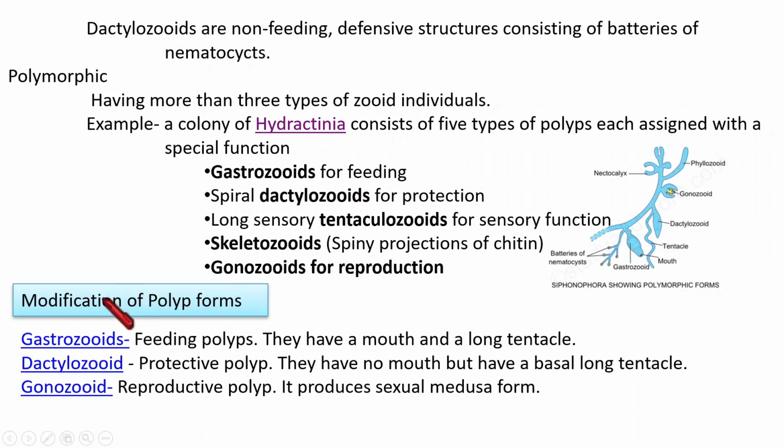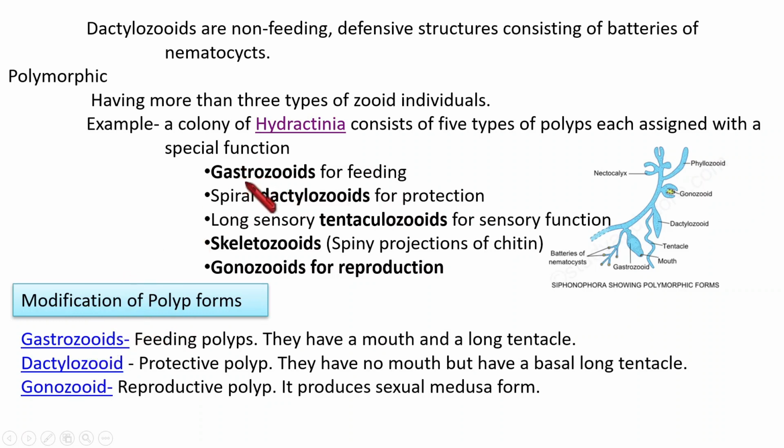Next, we are going to see the modifications of polyform. I have already told you in the beginning of this section that the basic, foundation types of polymorphism in cnidarians are polyp and medusa. So here we are going to see what modifications are happening to this polyp to create some more diverse morphological zooids. Okay, so modifications of polyps are gastrozooid.